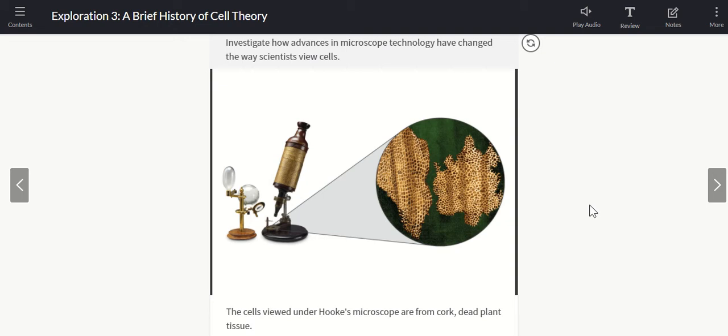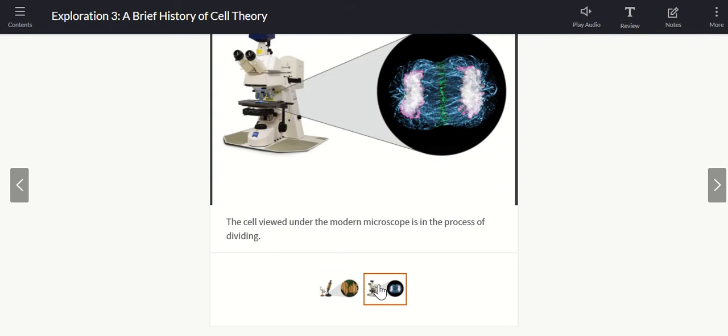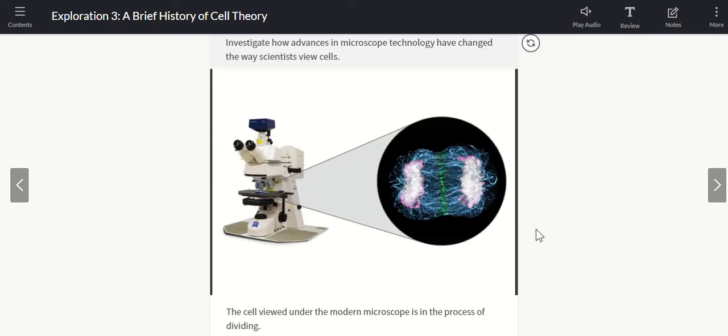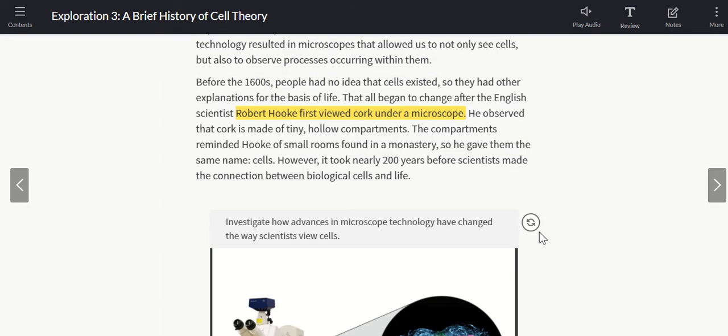Now, obviously, microscope technology has greatly improved since the 1600s. Here's a picture of a more modern microscope like the ones we have in our class. And now with this use of more modern technology, we can learn a lot more about what is inside cells, including how they work, how they function, and how the different parts and pieces work together.